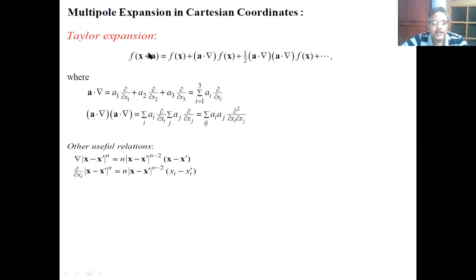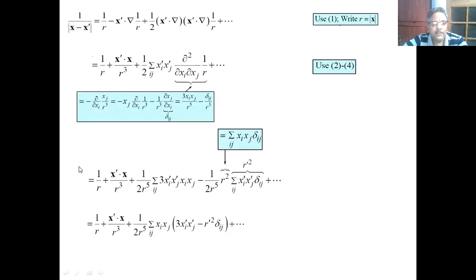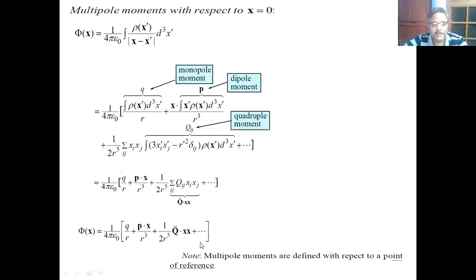In Cartesian coordinates, we can use the Taylor expansion and these vector identities, A dot del and A dot del into A dot del, these two vector identities, with this del and del by del xi. Using these vector identities, we can have this expression for 1 upon x minus x dash. This is the Taylor expansion. On rearranging the terms, we arrive at this expression.